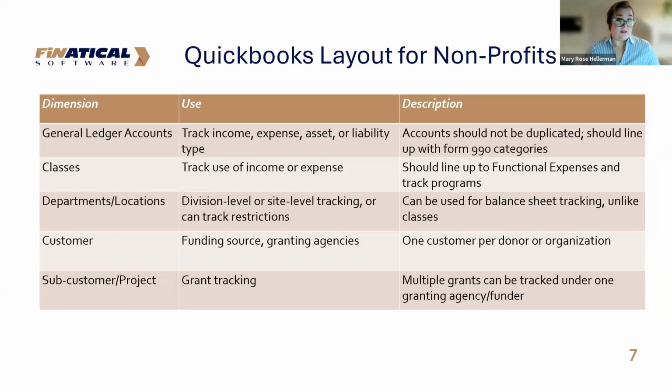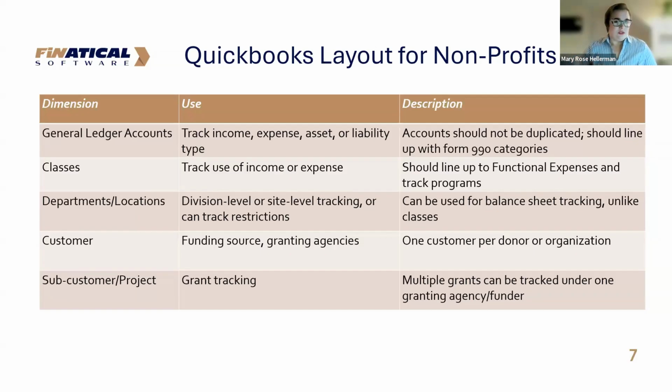So our general ledger accounts are going to track the type of thing, whether it's your income, expense, asset, or liability. I've seen a lot of people try to use the general ledger to track all sorts of things, whether it's your programs, your customers, your grants, all of that. It gets very messy very fast. So I strongly recommend that you don't duplicate your accounts. It should line up with the categories on your Form 990 pretty well, because you can use your other dimensions to track all of the rest of it, and it's a lot cleaner.